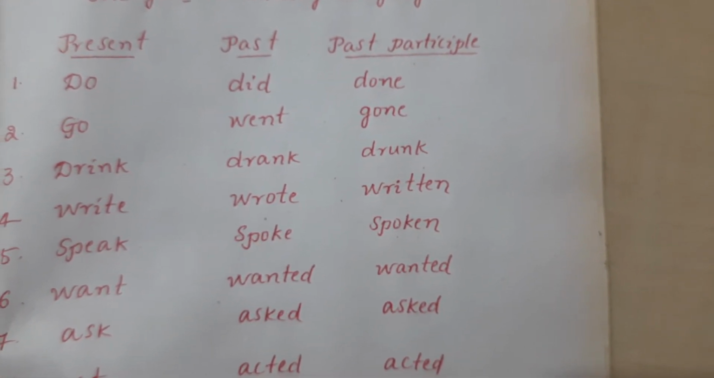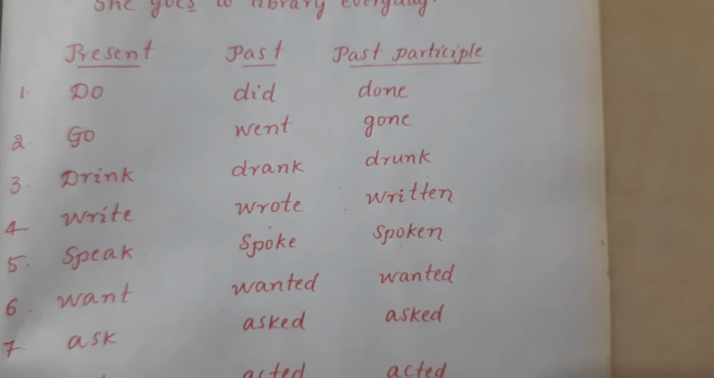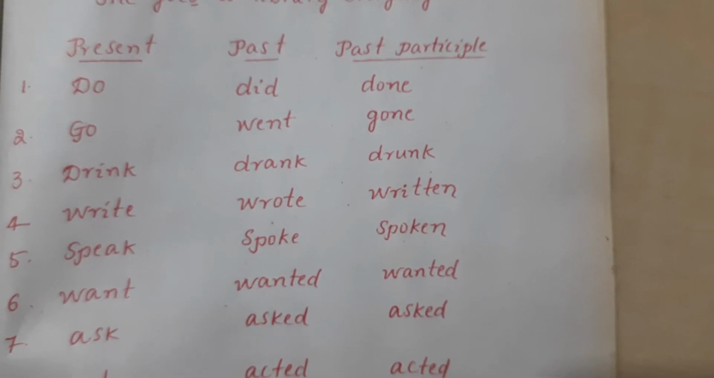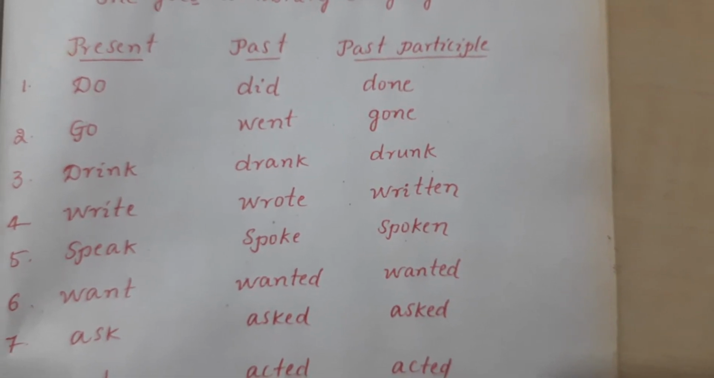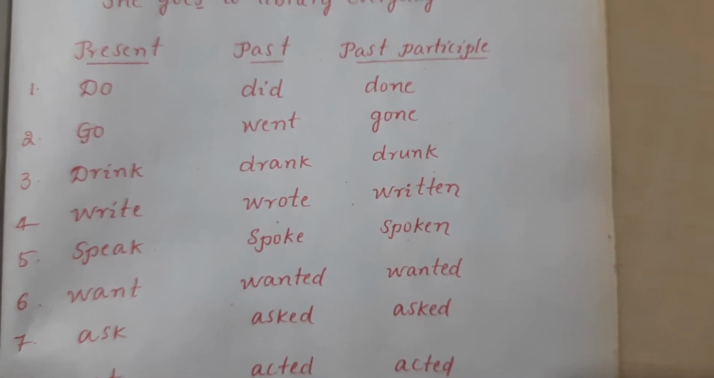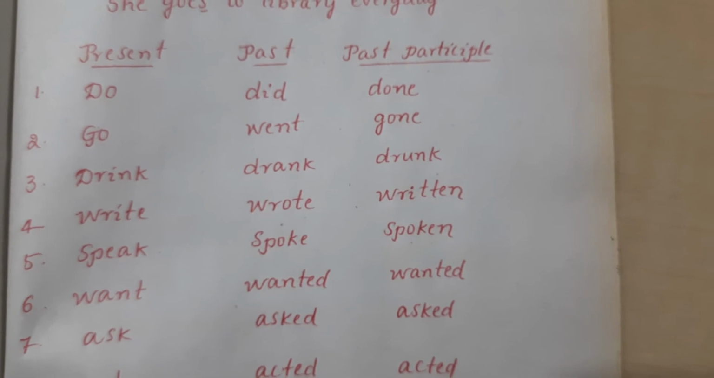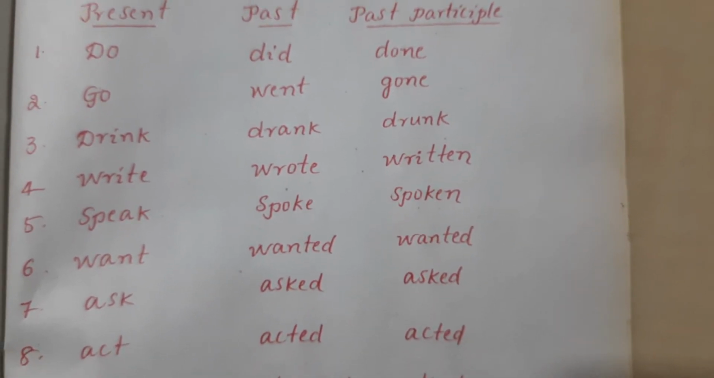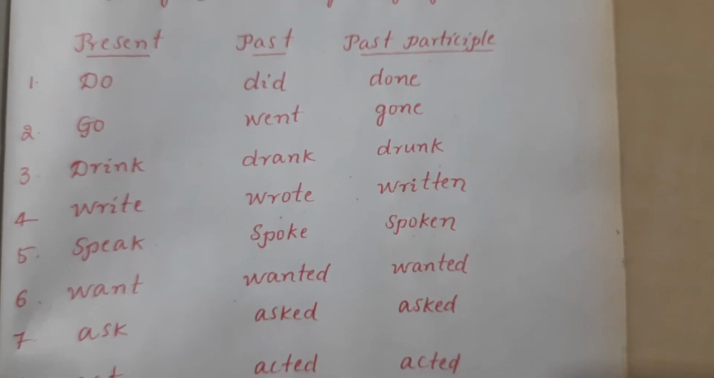Only if the subject is third person singular do we need to add S or ES to the first form of the verb, not to the second form of the verb, not to the third form of the verb. You should never add S or ES to the past tense or past participle. Only in present tense, and that is true if the subject is third person singular.